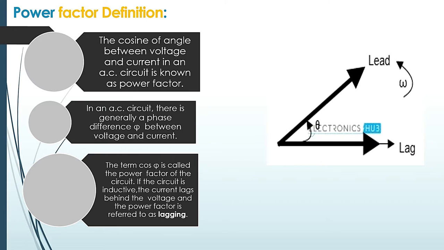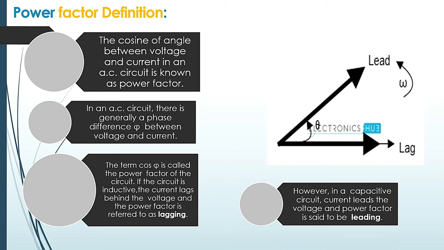In the circuit, the current lags behind the voltage and power factor is referred to as lagging. That is inductive. The circuit is inductive. The current lags behind the voltage and the power factor is referred to as lagging. Okay. However, in a capacitive circuit, current leads the voltage and power factor is said to be leading. Okay, in a capacitive circuit, the power factor is said to be leading.